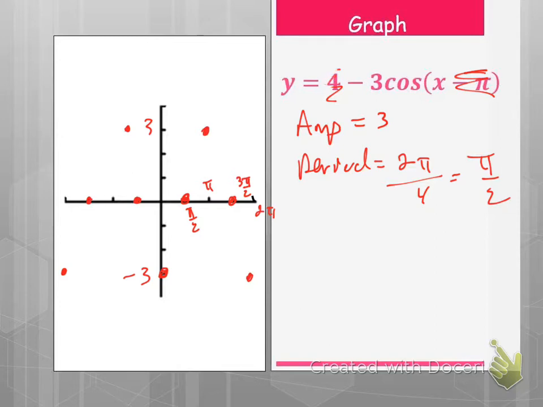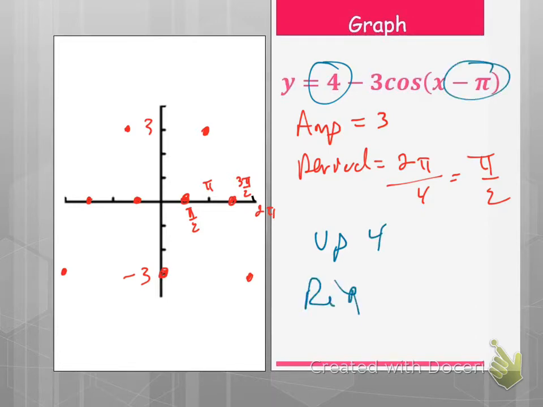Now we got to bring everybody back in, figure out how we're going to shift this, and get our new points. So because of this 4, we're going to shift everybody up 4. And because of this minus pi, we're going to shift everyone right. But how many spots? Since every tick mark's worth pi over 2, I need 2. I got to shift it 2. So to the right 2.